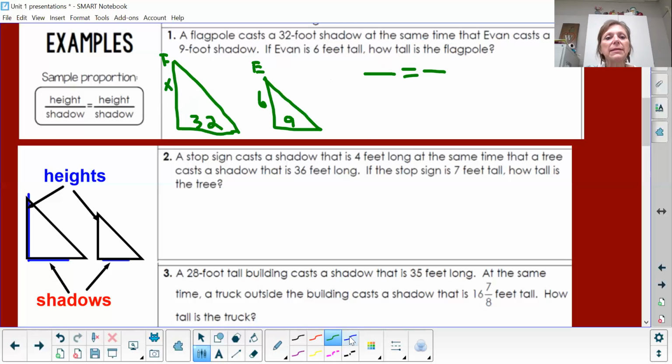Now watch this. I'm going to zigzag. I'm going to go from here to here to here to here. In other words, I'm going to go back and forth, back and forth. So watch how I write that. X goes with 6, and 32 goes with 9. So X equals, and if you cross multiply and divide, you would get 21.3 repeating. And that is feet. And you put a box around it.